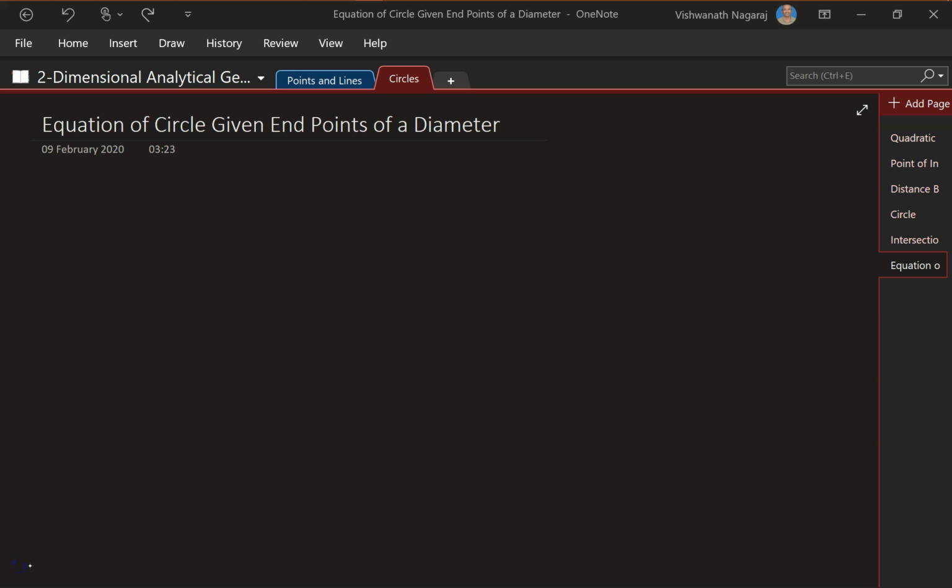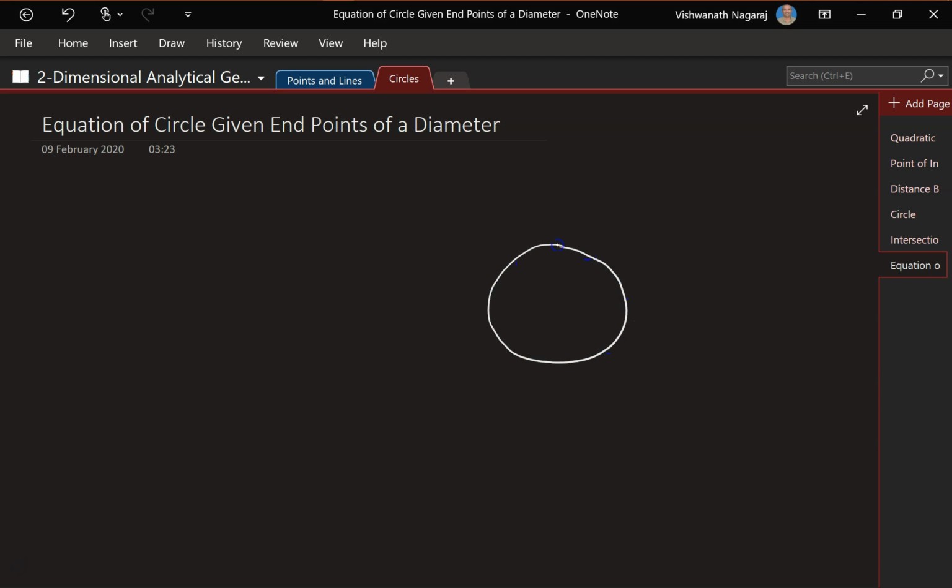Equation of a circle given the endpoints of a diameter. Let's say we are given a circle. This is the center and this is the diameter. Now what we are given is A and B, the coordinates x1, y1 and x2, y2.